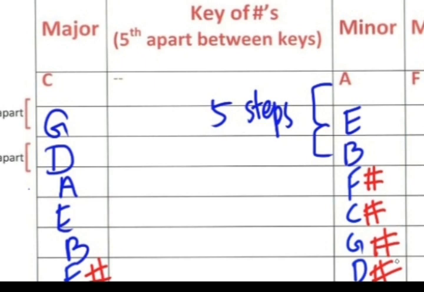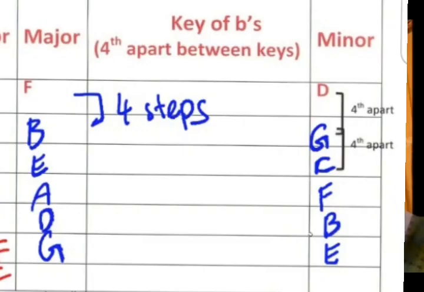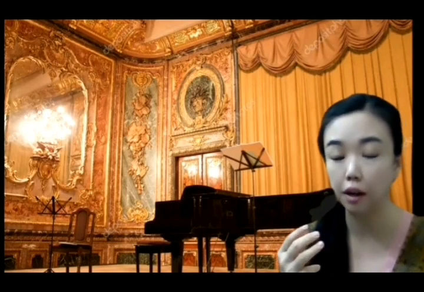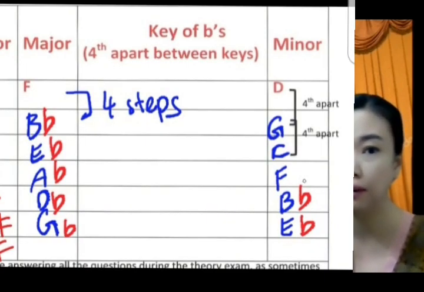The right room is different. It will be 4 steps apart. So starting from F major, count 4 steps: F, G, A, B. So the next one is B flat major. For the key signatures of flats, we have flats starting from B. So B flat, E flat, A flat, and so on. They are 4 steps apart.